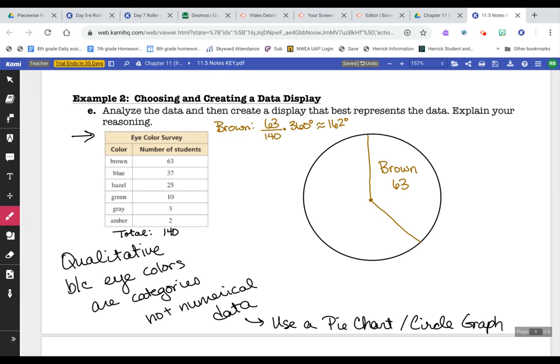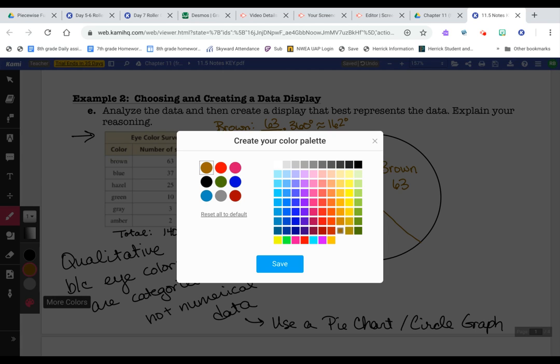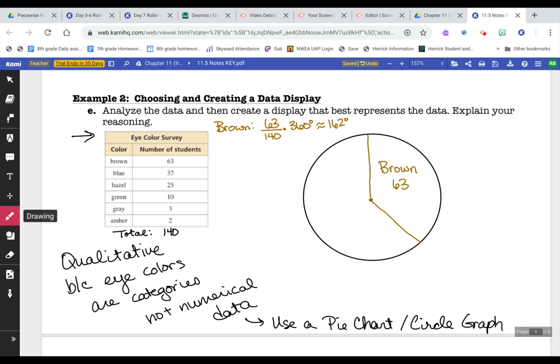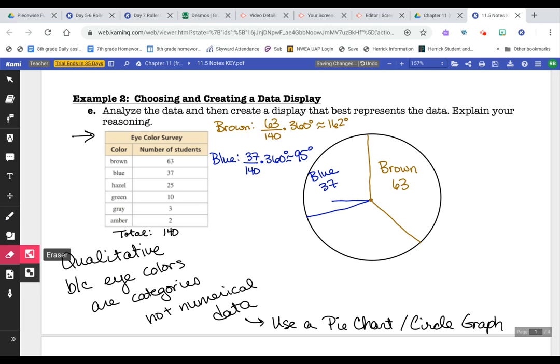The next is a blue colored eye. We need blue. To calculate the angle measurement for blue-eyed students, I would take 37 out of the 140 students, multiply it by 360 degrees. And it's approximately 95 degrees. So a 90-degree angle would be here, so I need to go a little bit more than that. So let's extend it right here, and we'll label this blue and write the number 37.